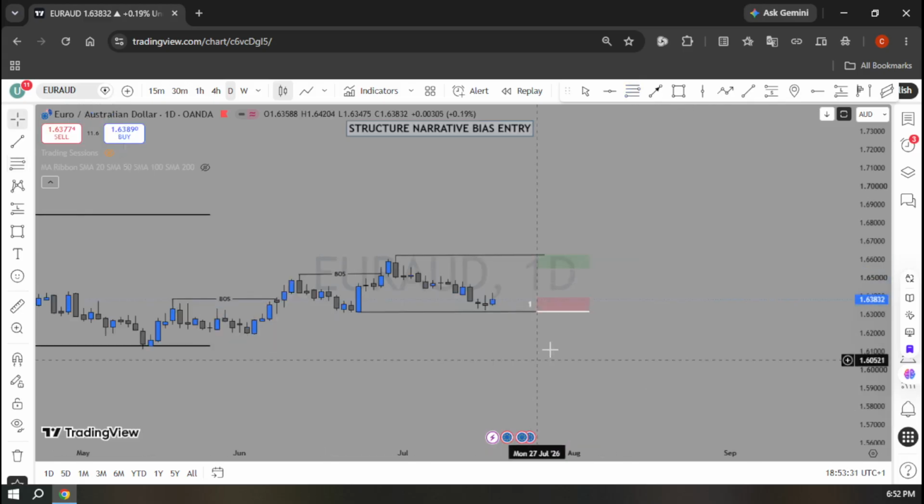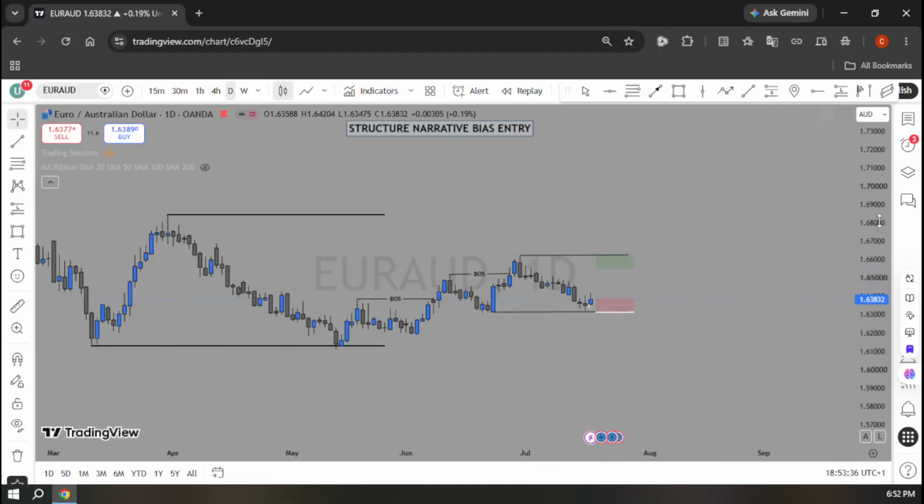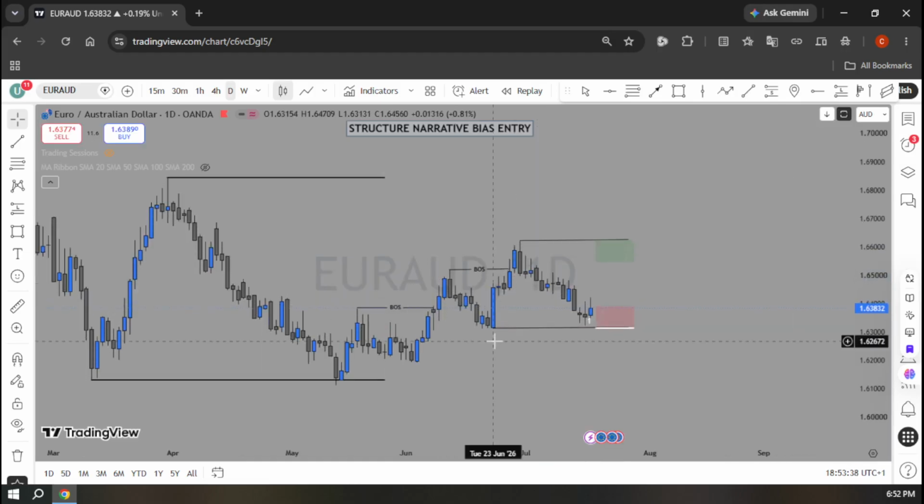This is what the fib tool would look like. If I use my fib tool, I changed it to work to look like this. So we have a valid high and a valid low. And where is price currently? Price is currently at a low.